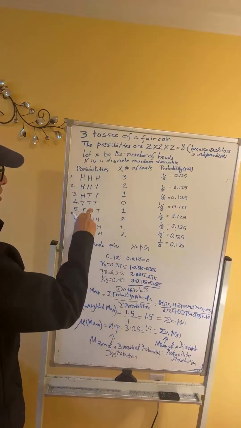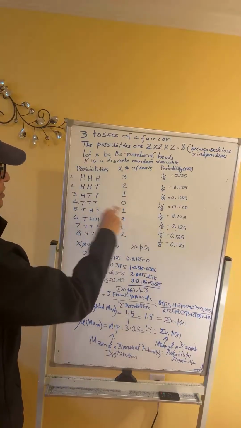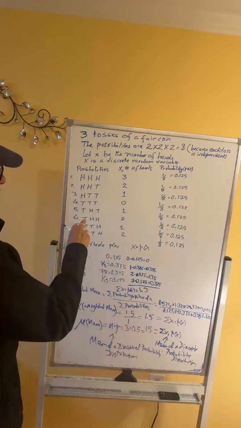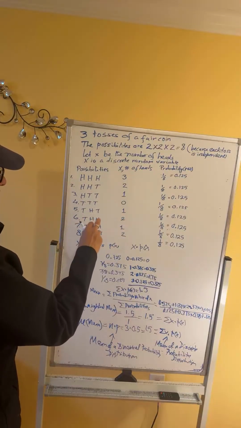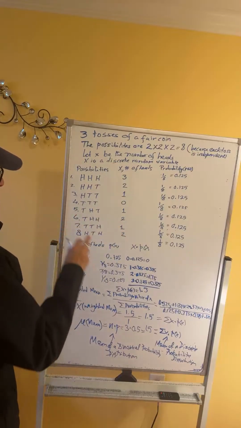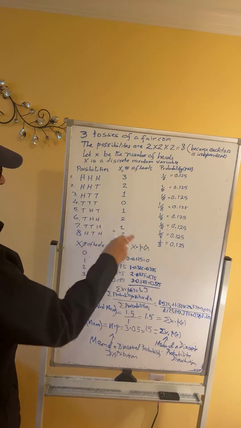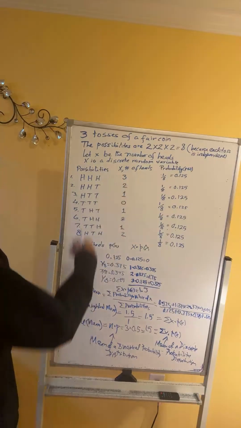The fifth one is tail, head and tail. 1 head. Next one is tail, head, head. 2 heads. Next one is tail, tail, head. Heads is 1. And the last one is head, tail, head. Number of heads is 2.